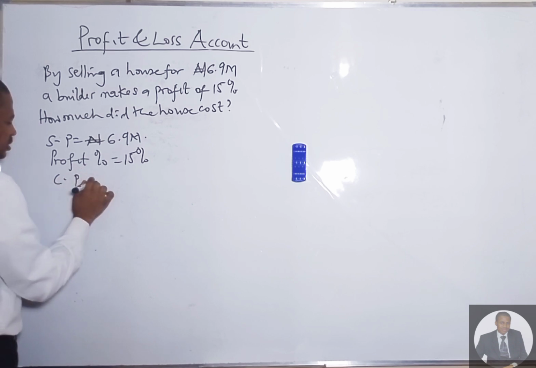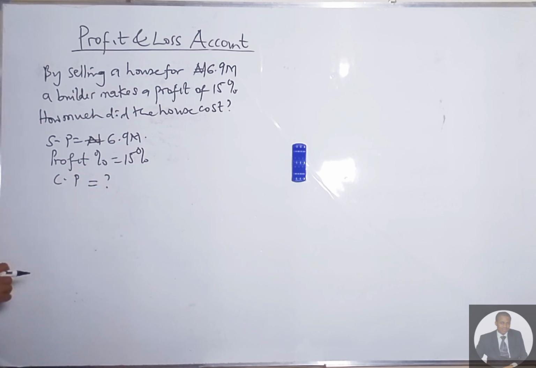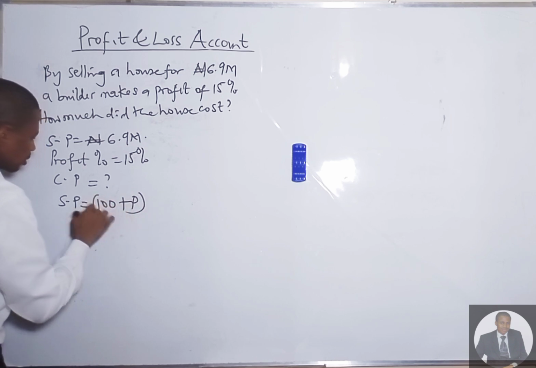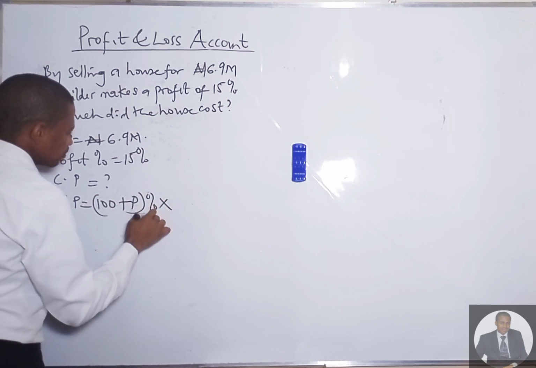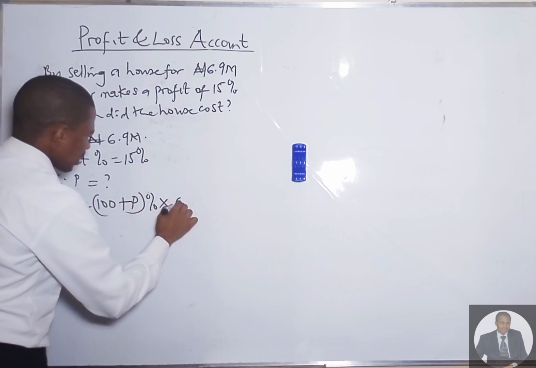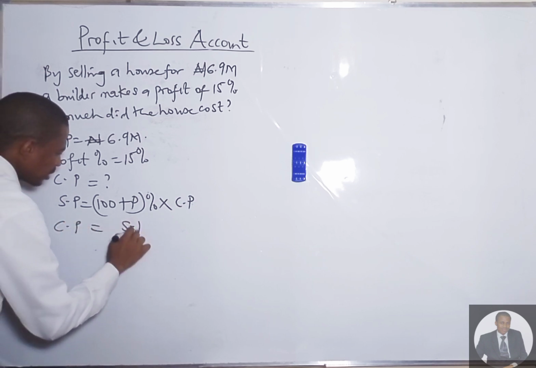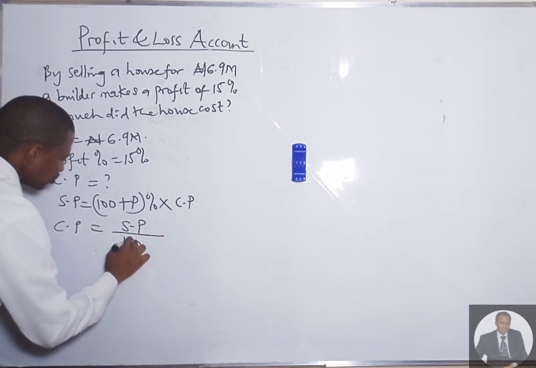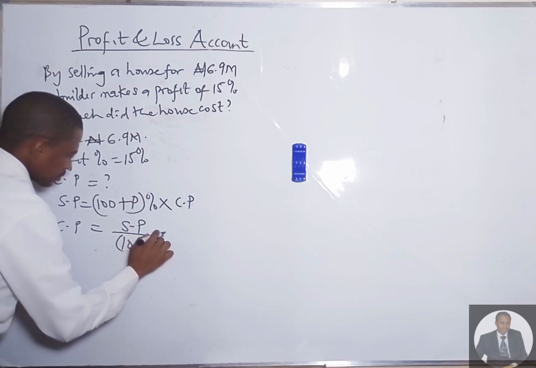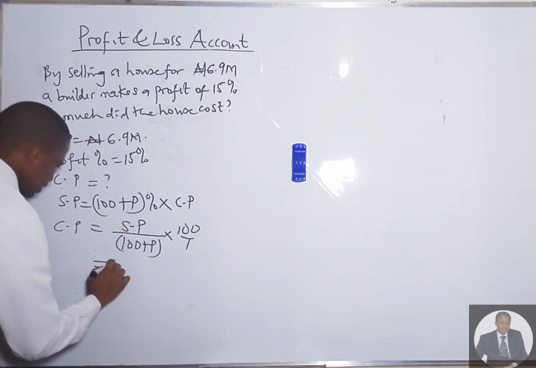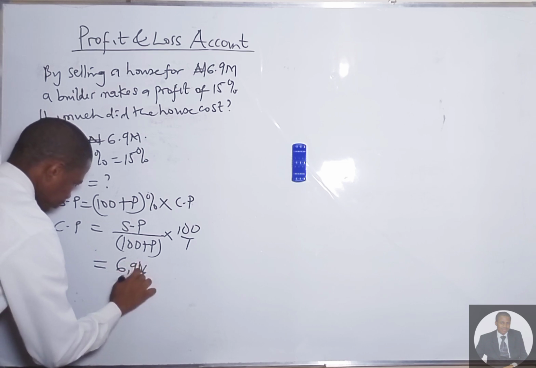What's the cost price here? Now, what formula gives us this relationship? The formula that gives us this relationship is selling price equals 100 plus profit, in brackets, percent times cost price. So here, the cost price will be selling price over 100 plus profit times 100 over 1. So what's the selling price? 6.9 million.